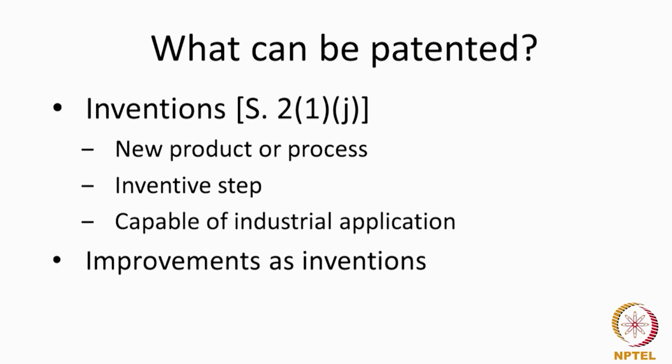Invention can also cover improvements to existing inventions. So you have inventions which are new, involve an inventive step and are capable of commercial industrial application. The same yardstick can also be applied to improvements to existing inventions, provided those improvements are new, they involve an inventive step, and they are capable of industrial application.